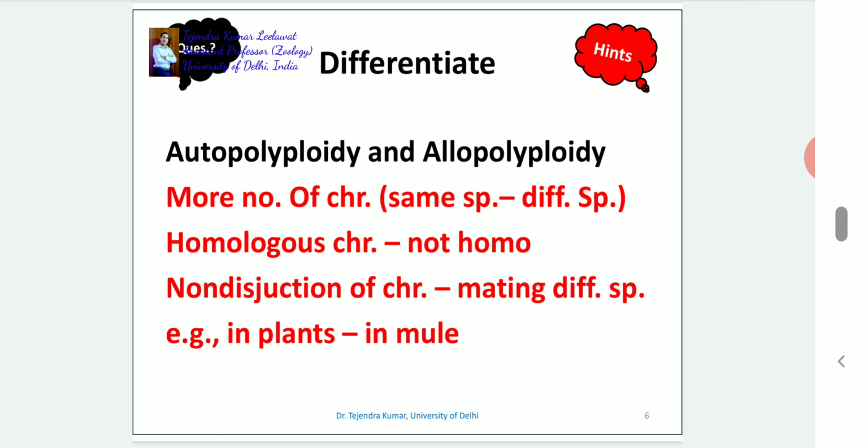Next difference is homologous chromosome. What is a homologous chromosome? Any individual has two copies of each chromosome in their body, in their cells. One set of chromosomes is received from the father, and that is paternal, whereas the second set of chromosomes is received from the mother, and that is called maternal.